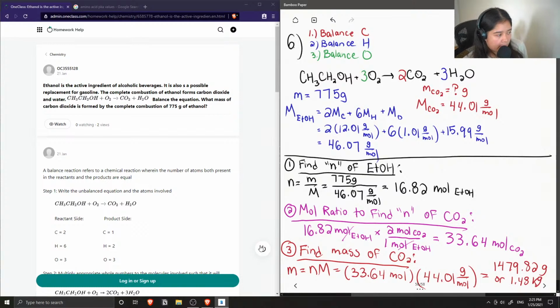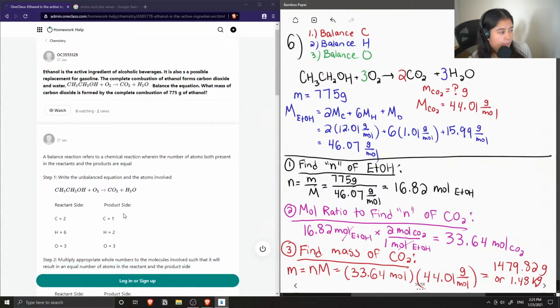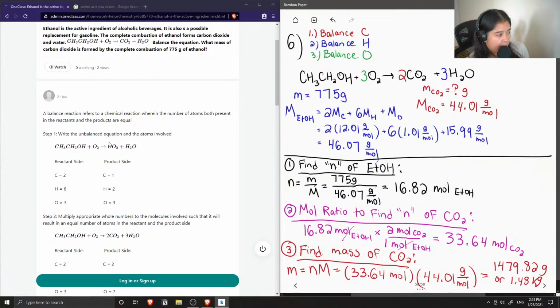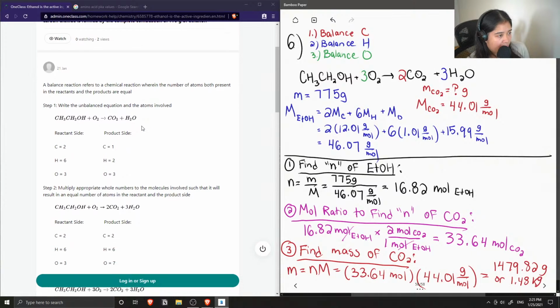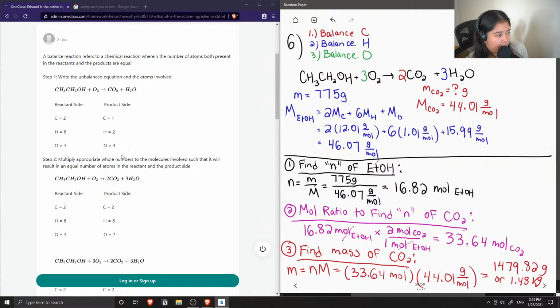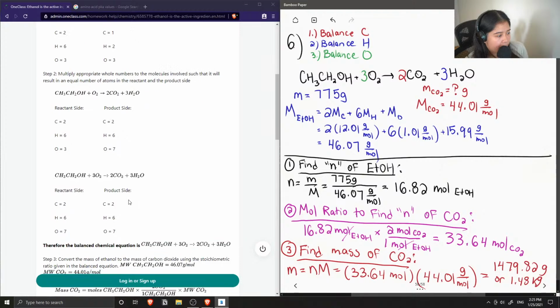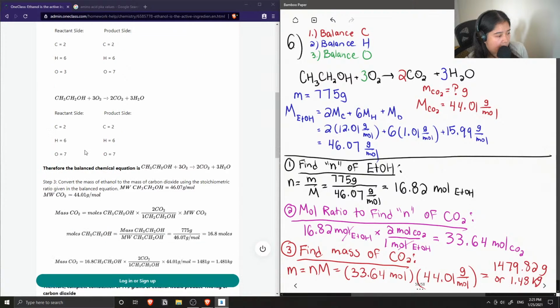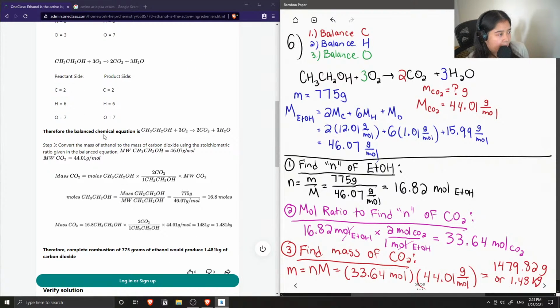Okay, so now let's see what the junior tutor said. A balanced reaction refers to a chemical reaction wherein the number of atoms present in the reactants and products are equal. So they summed up how many of each atom were on both the reactants and the product side, and they showed it step by step and found the balanced chemical equation to be the following, which is what I have as well. So they balanced it correctly.